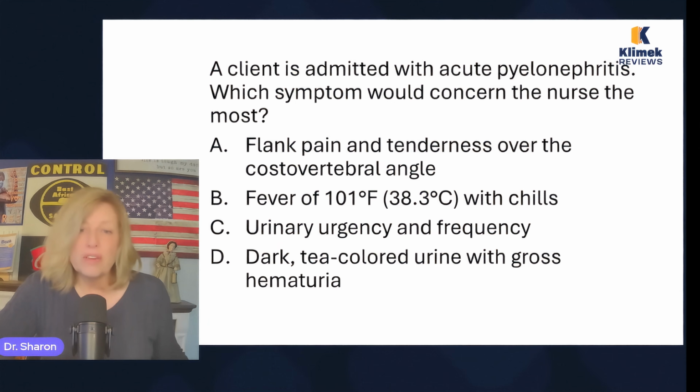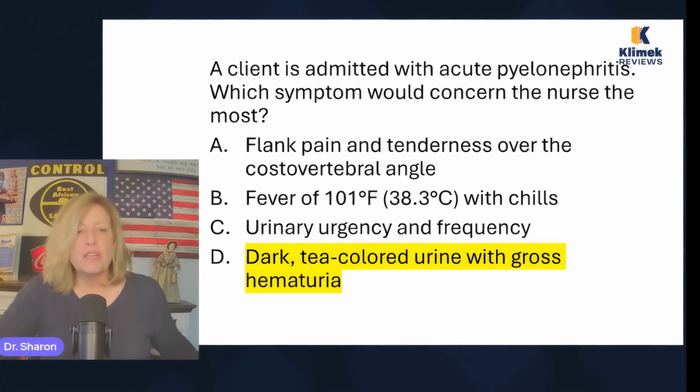Fever of 101? You have an infection, so you'd expect to have a fever. Urinary urgency and frequency, that's a common symptom of UTI. Dark tea-colored urine with gross hematuria. So we might see darker urine with a UTI, but you don't expect gross hematuria. That's a problem. Gross hematuria doesn't mean it's gross. It means it's a lot. Gross in a medical term means a lot.